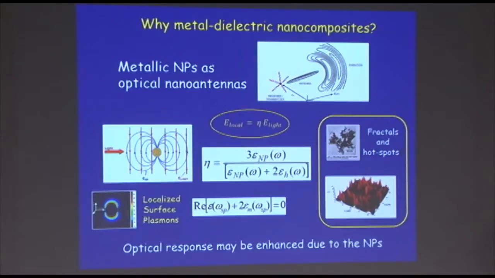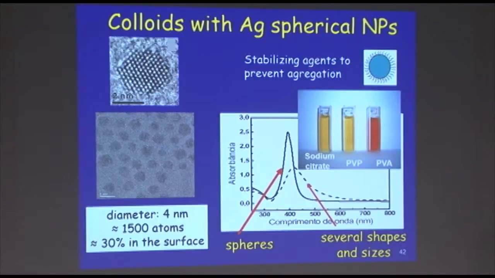So the optical response may be enhanced due to the contribution of the electrons oscillating in the particle. The more classical example for that is the colloids with silver spherical particles. We prepare these colloids with metallic particles that can be very homogeneous in size. What you see here is a particle that has a diameter of about 3 nanometers. And the points there are the distribution of atoms inside the particle. And then you can see that it is a crystalline particle. You can make it quite homogeneous. You see this picture here.